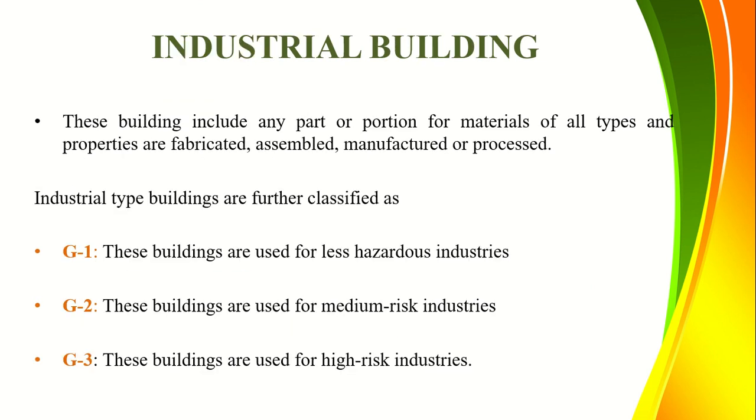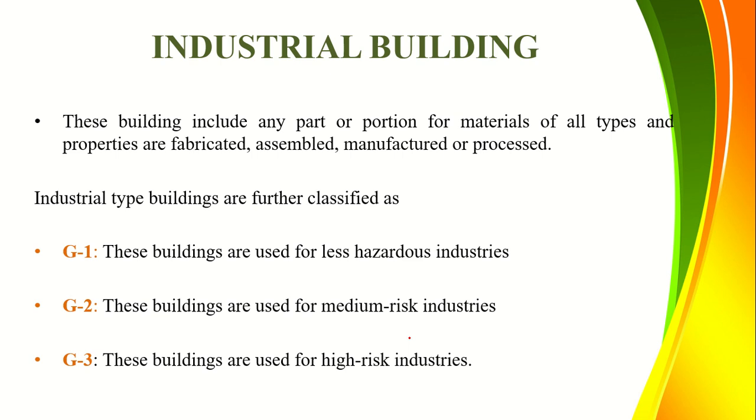Next classification is industrial buildings. Industrial buildings means something related to industry, where different kinds of products are manufactured, fabricated, assembled or processed. Buildings used to manufacture, assemble, or process products or materials are called industrial buildings. If you're using a phone or a laptop, it's manufactured somewhere. The place where it gets manufactured is called an industrial building. Not only manufactured, assembled also is fine.